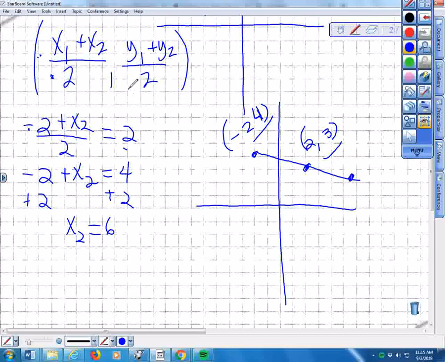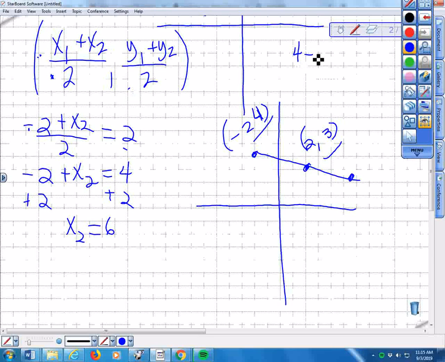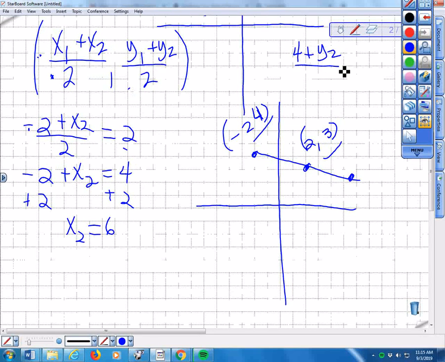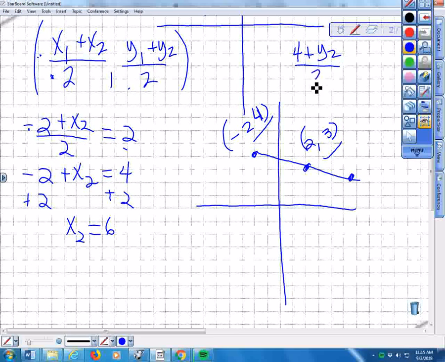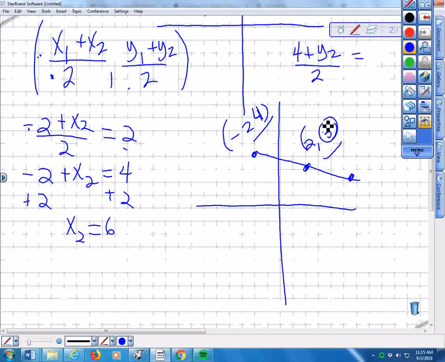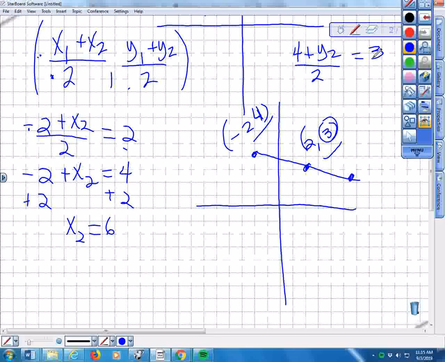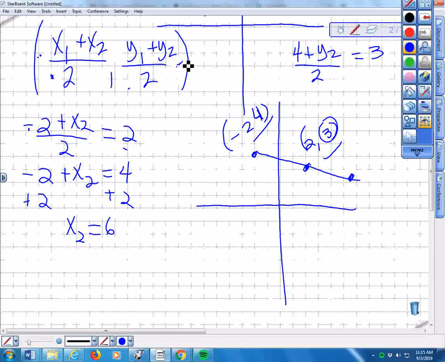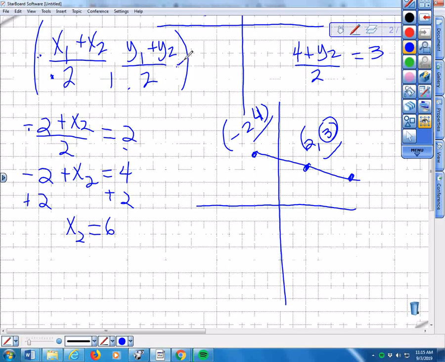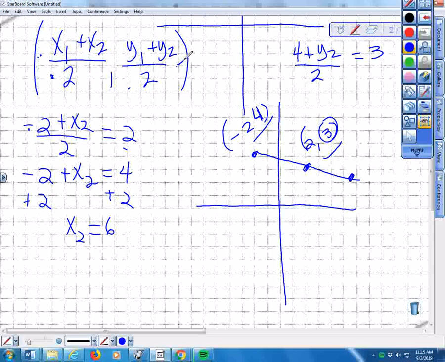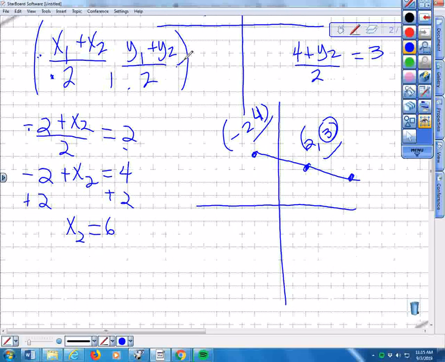y1 is 4. I don't know the other endpoint, so I'm going to leave that. Divide it by 2 and set it equal to the y-coordinate of the midpoint, because that's what this formula tells me, what the y-coordinate of the midpoint is. And I'm given that. Everybody understand how I'm setting this up? Okay, now I'm going to solve again.